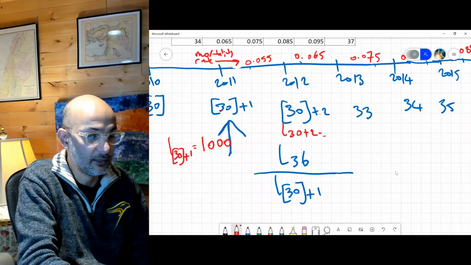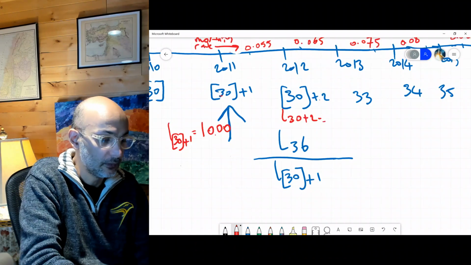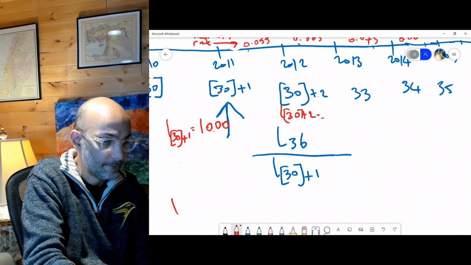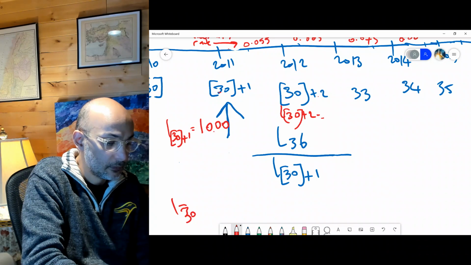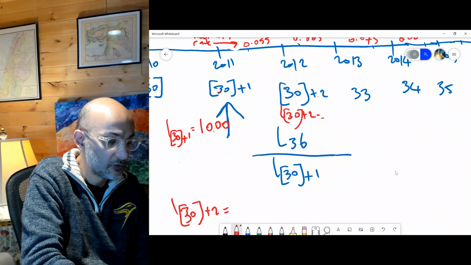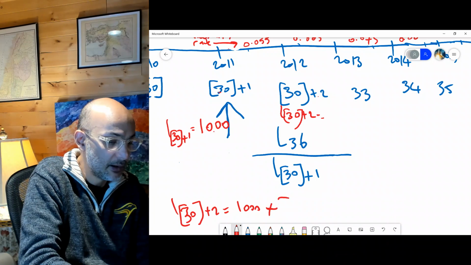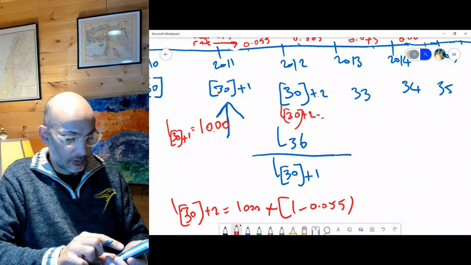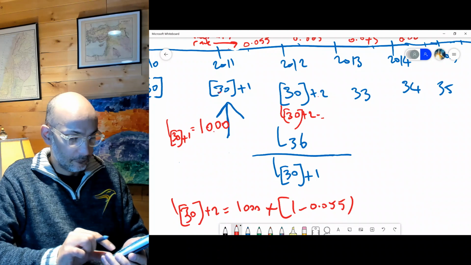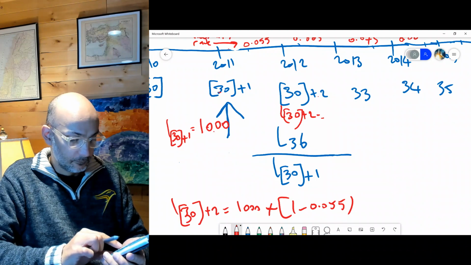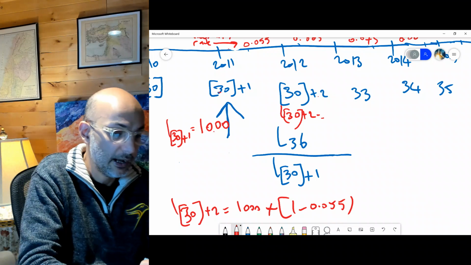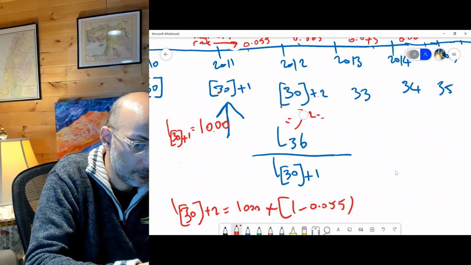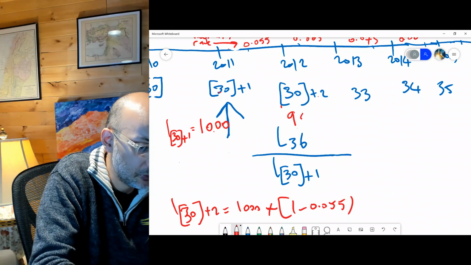It's simply you take the 1000. Let's write it here. L30 plus 2. We start with 1000 multiplied by 1 minus 0.055. Right, so who survives? So 1 minus, so I have here is, now here you will have 945.